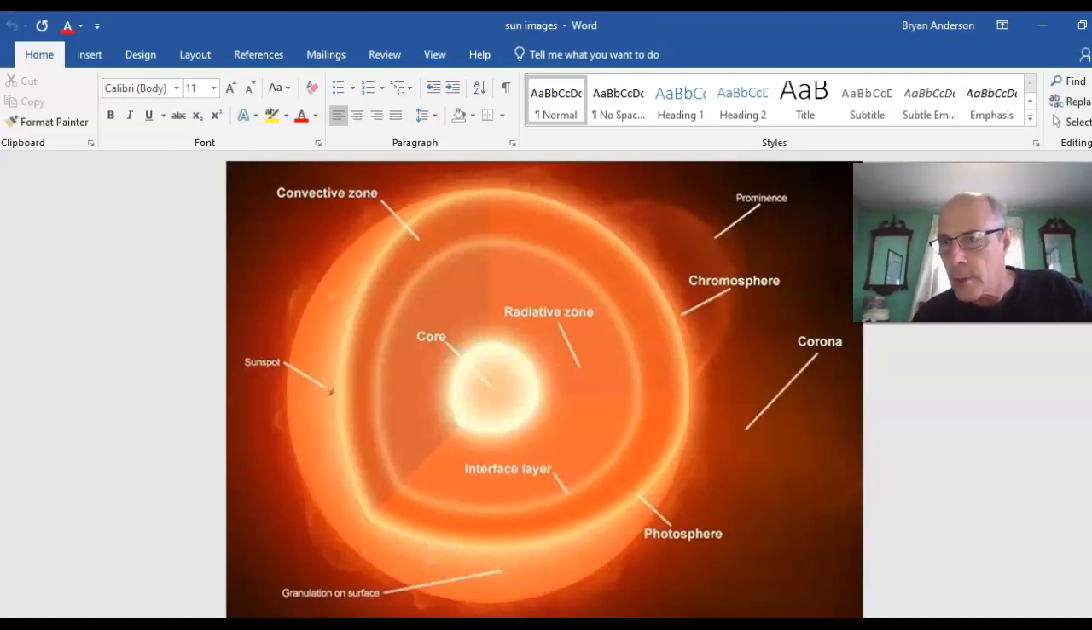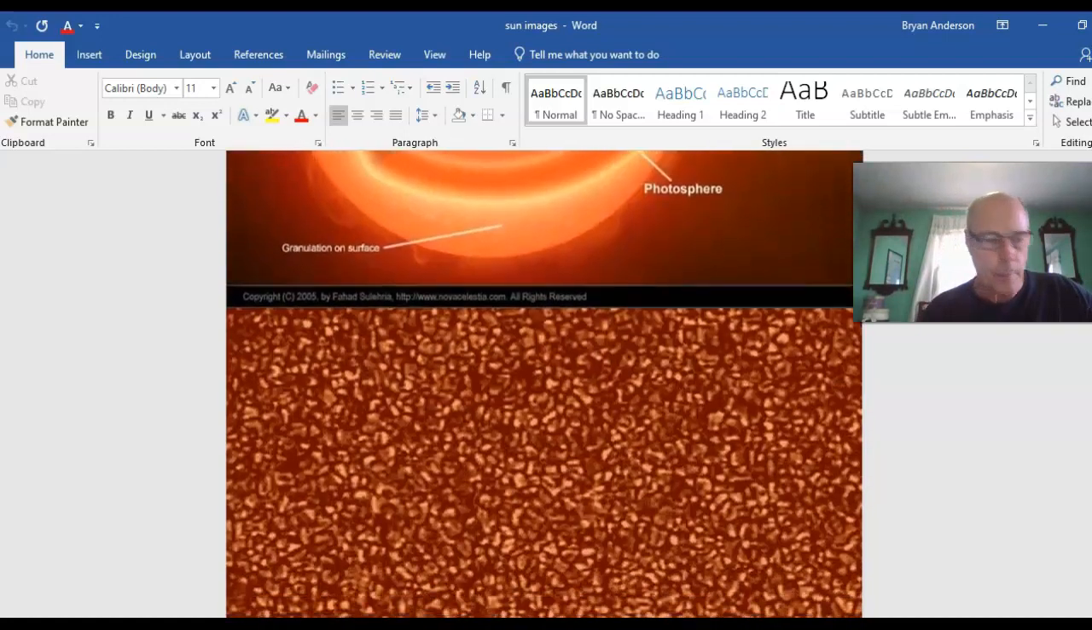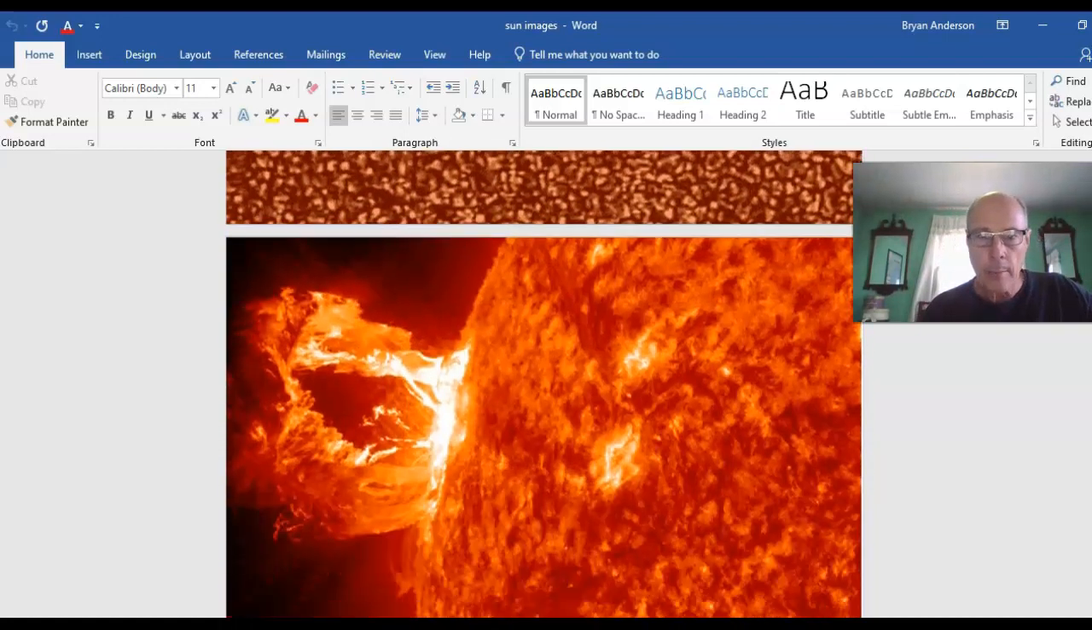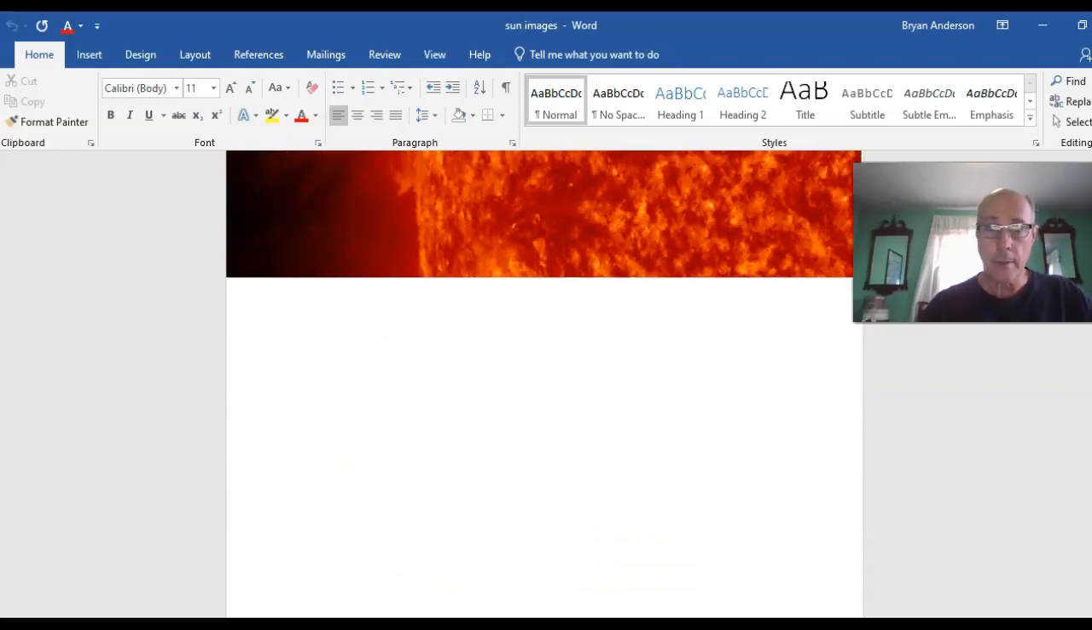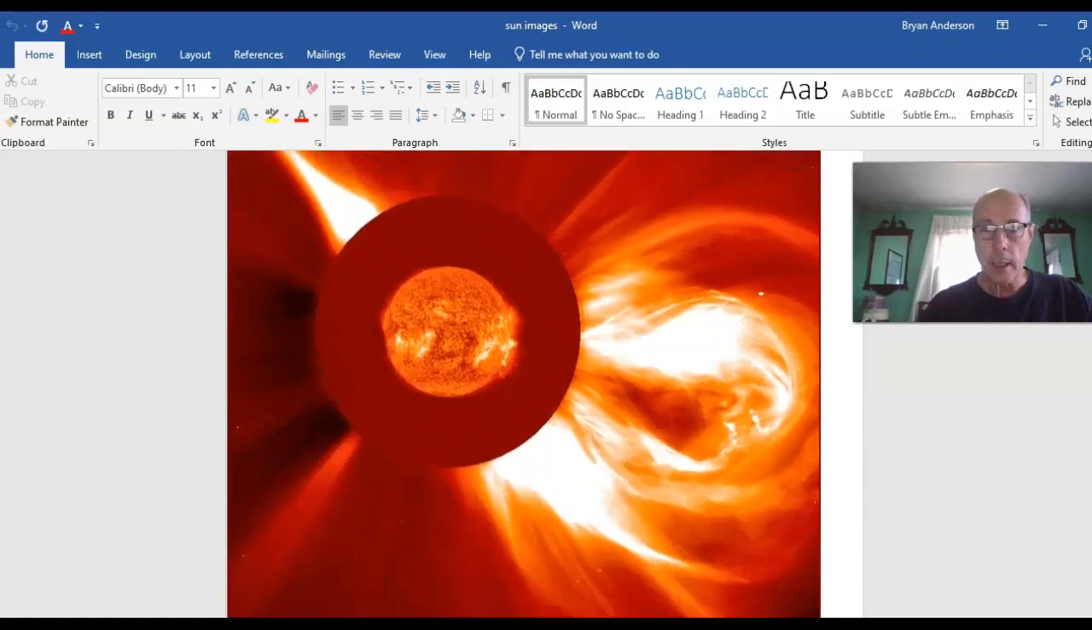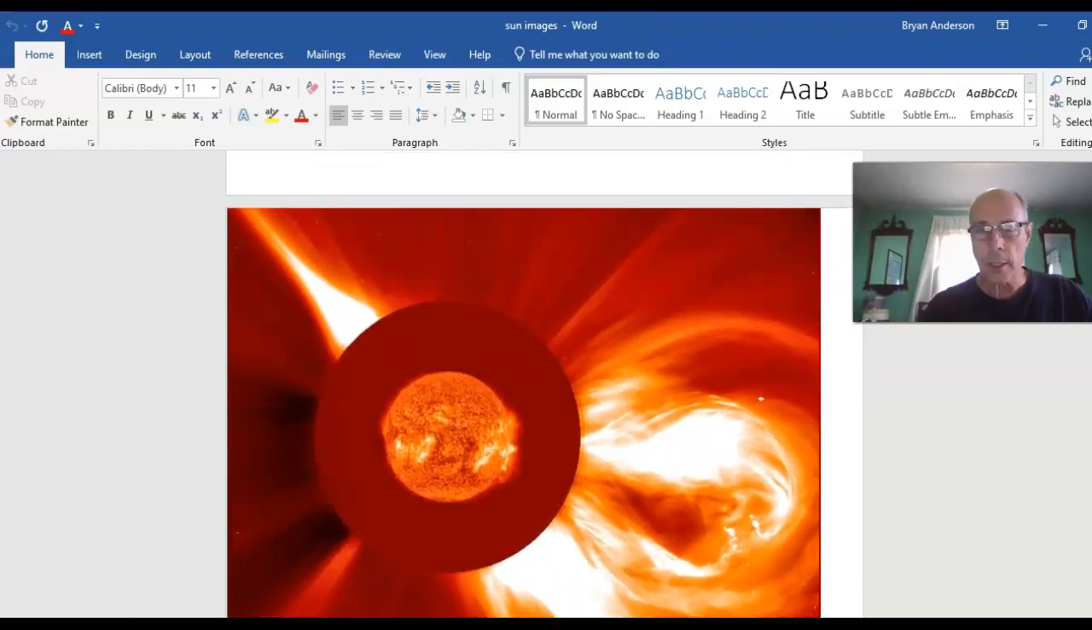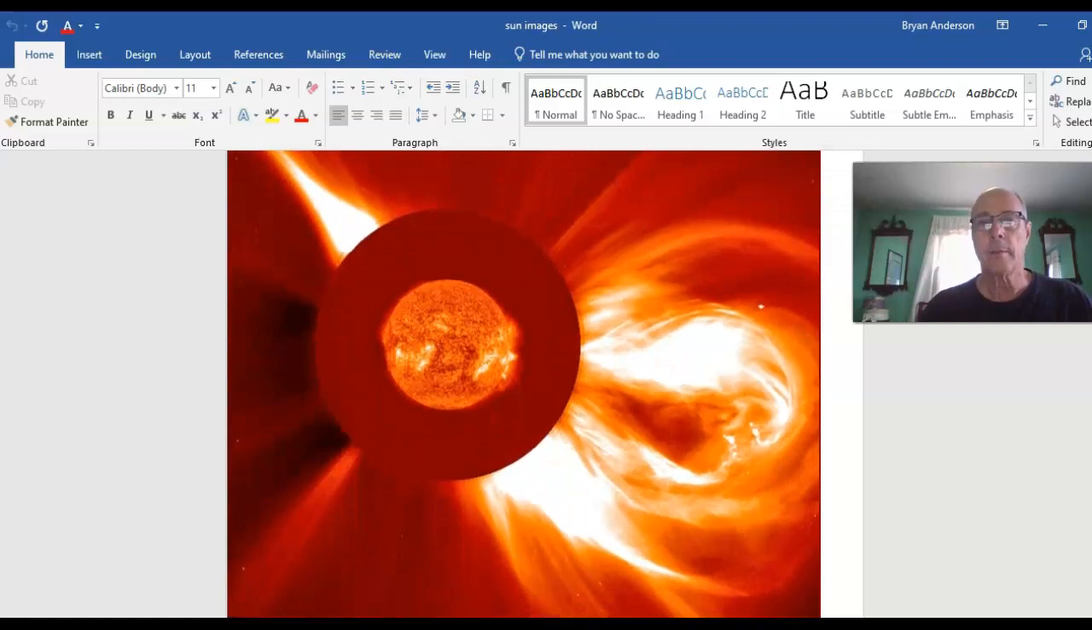Flares and prominences is the next thing in your notes. And this would be an example of a flare or prominence. It's when there are storms or explosions on the sun's surface. And they can be spectacular. And if we look closely at a large one, right there's a large flare. This would be called an X-class flare.